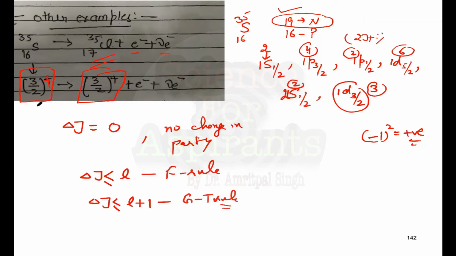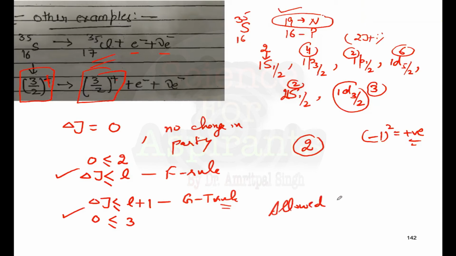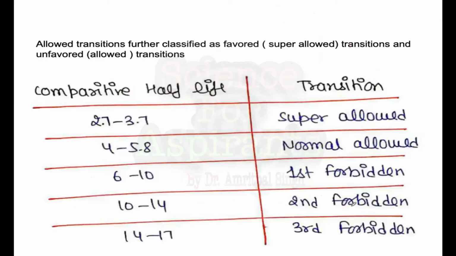Here, since they are in the d orbital, the L value is 2. So ΔJ is less than or equal to 2, and here it is less than or equal to 3. So it is satisfying both cases. It is an allowed transition, allowed for both, so it is a mixed transition. This is how you can solve such types of numerical problems.